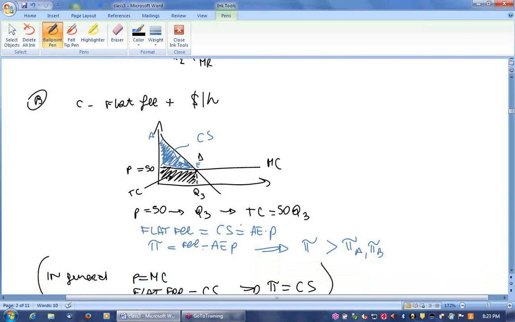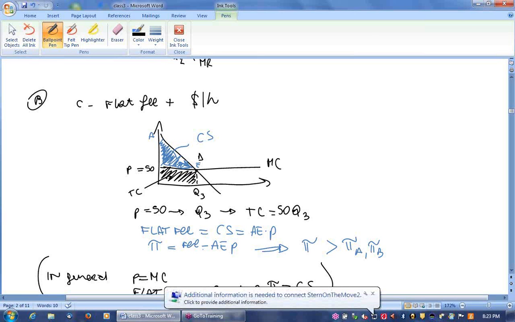Okay, here, yes. So here the profits are equal to the fee, because the area of the total cost is already covered by the price per hour that the agents are going to pay, right? The cost for the monopolist is 50 times the quantity used, and the price is also 50. So the total costs are already covered by the pricing per hour, and so all the profits are equal to the fee.